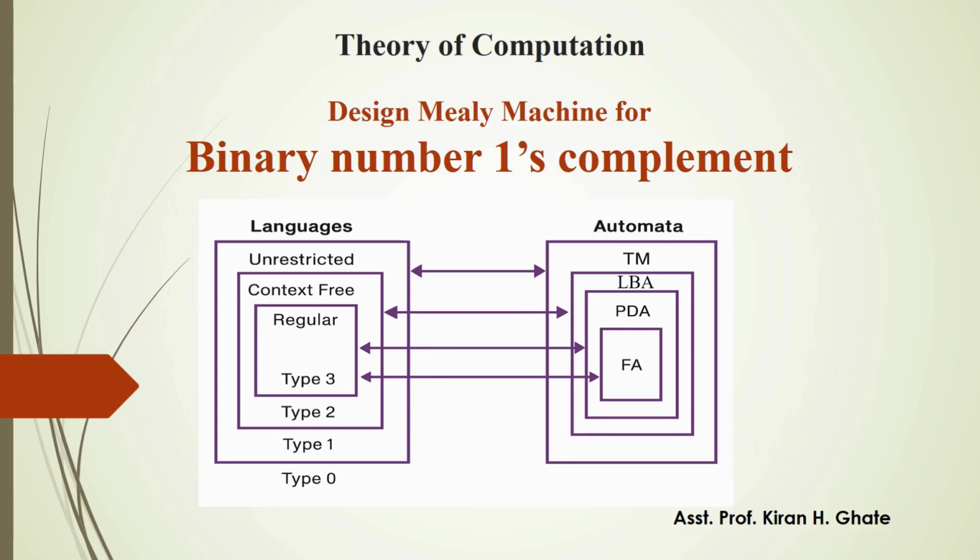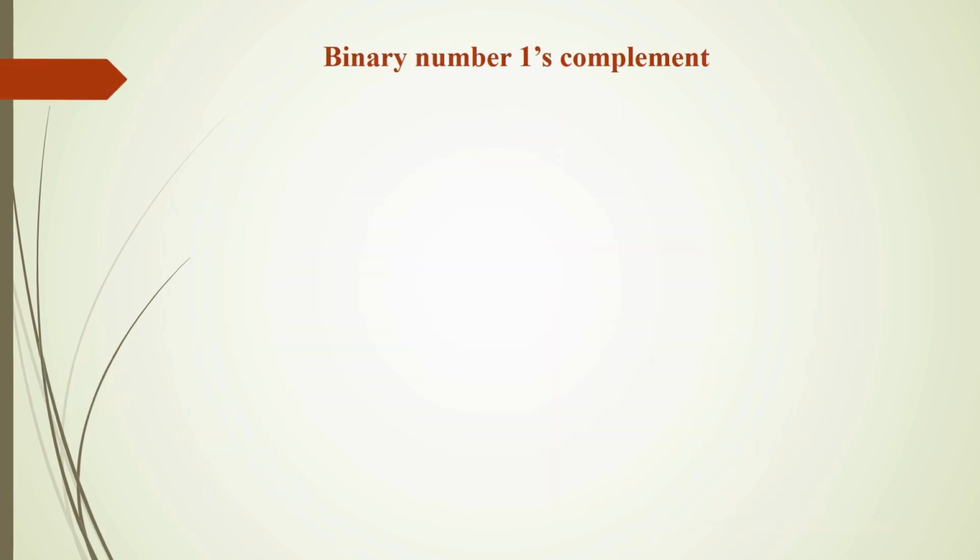In the previous video, we designed a Mealy machine for a binary number which converts it into its ones complement. In the previous video, we discussed the logic and how the tuple will be defined. In this video, we will design a Mealy machine for ones complement. So let's design a transition diagram.